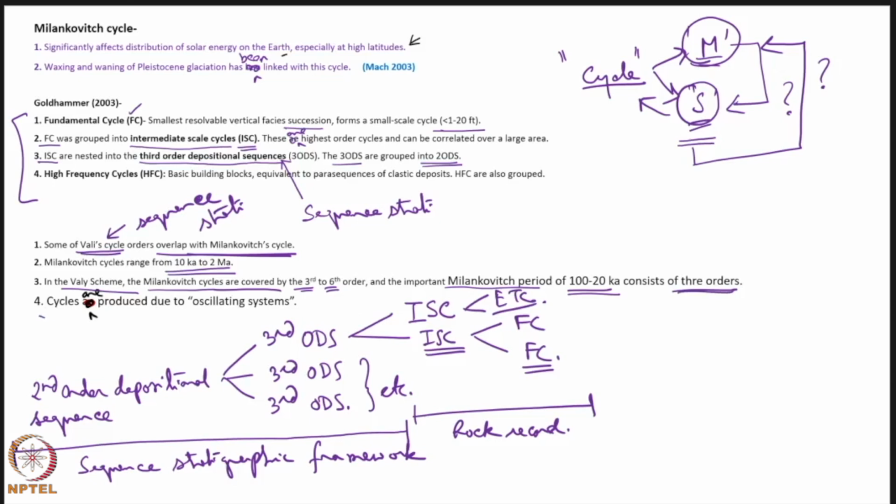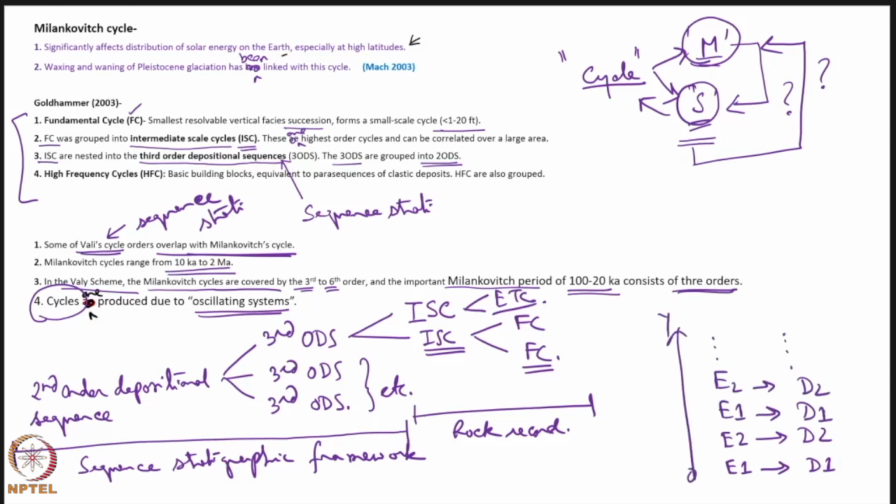Whenever we are finding cycles in the rock record, it is produced due to an oscillating system. Oscillating system means an environmental situation E1 that led to deposition D1, then the environment shifted to E2 and D2 deposition happened, and then E1 came back, and then again D1 got deposited, then E2 came back, and then D2 got deposited. So, in this way we are getting an oscillation E1 to E2 to E1 to E2. This is the meaning of the term oscillating system.